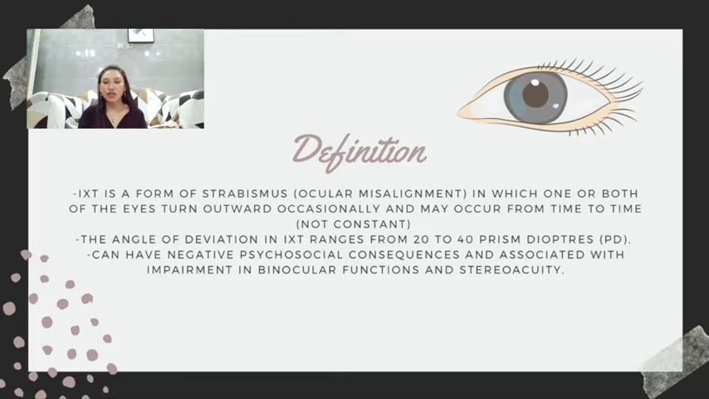IXT can have negative psychosocial consequences and is associated with impairment in binocular function and stereoacuity caused by the misalignment of the eyes. Patients with IXT may experience few or no symptoms.